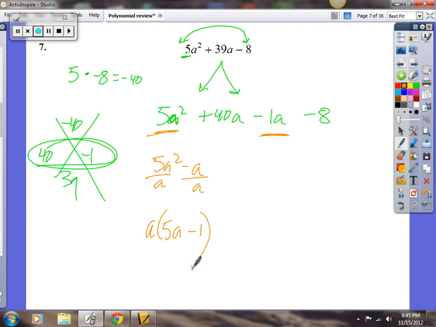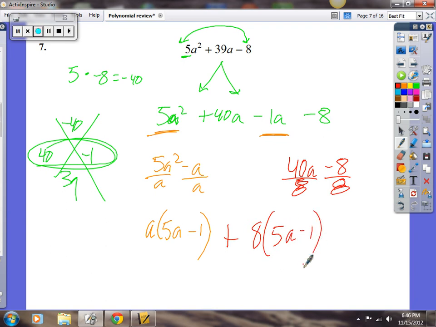And now I'm forced to group these two. I'm forced to group 40a minus 8. And I'm going to divide these guys both by 5. No, I can't divide by 5. Got to divide by 8. So I'm going to divide them each by 8. So my GCF is 8. And that's going to be 5a minus 1.